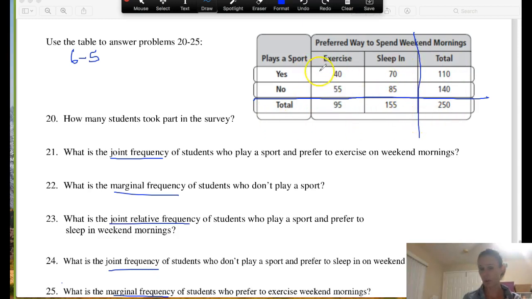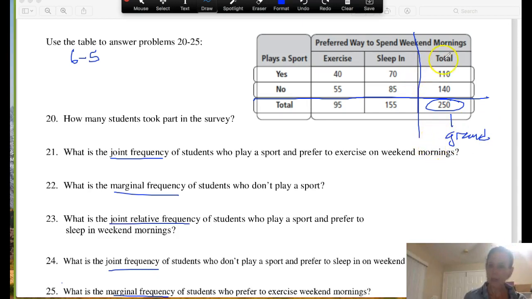This is your table, okay? So remember, when you're looking at a table, this is a joint frequency. These 4 are joint because they're joint with 2 things: I exercise and I play a sport, okay? These are your marginal frequencies. They are in the margins. These are your marginal frequencies. And then this would be your grand total, okay? This is your grand total.